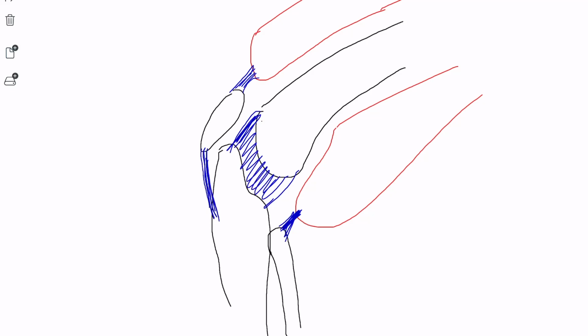Hello class. We're going to go over a recorded lecture here on the neural circuit that I'm going to use this digital whiteboard here to illustrate instead of doing it in person. All right, so today we're talking about the neural circuit.